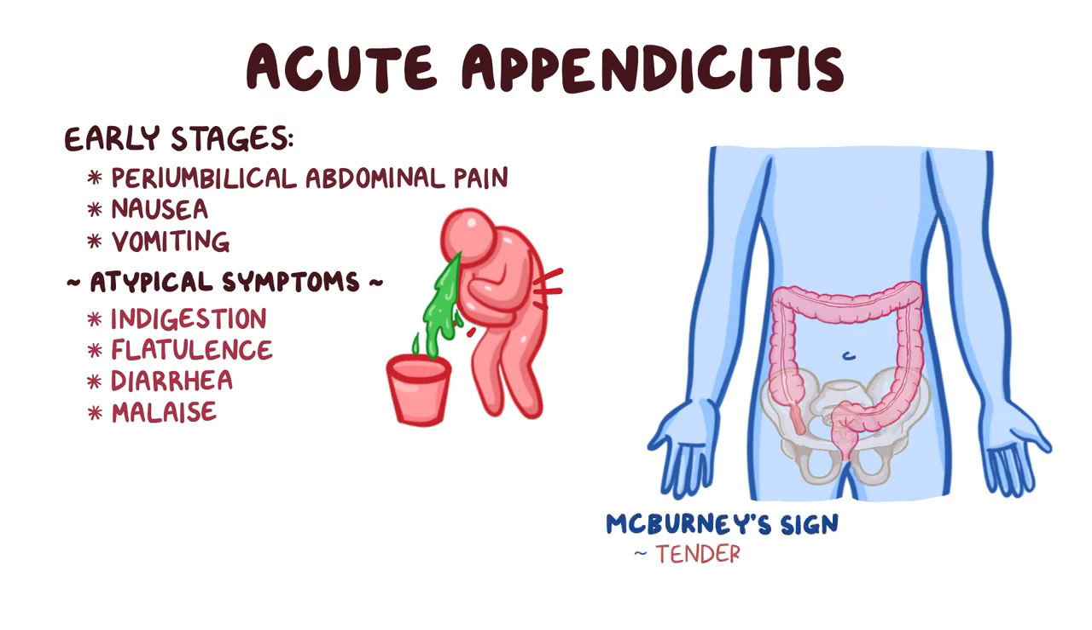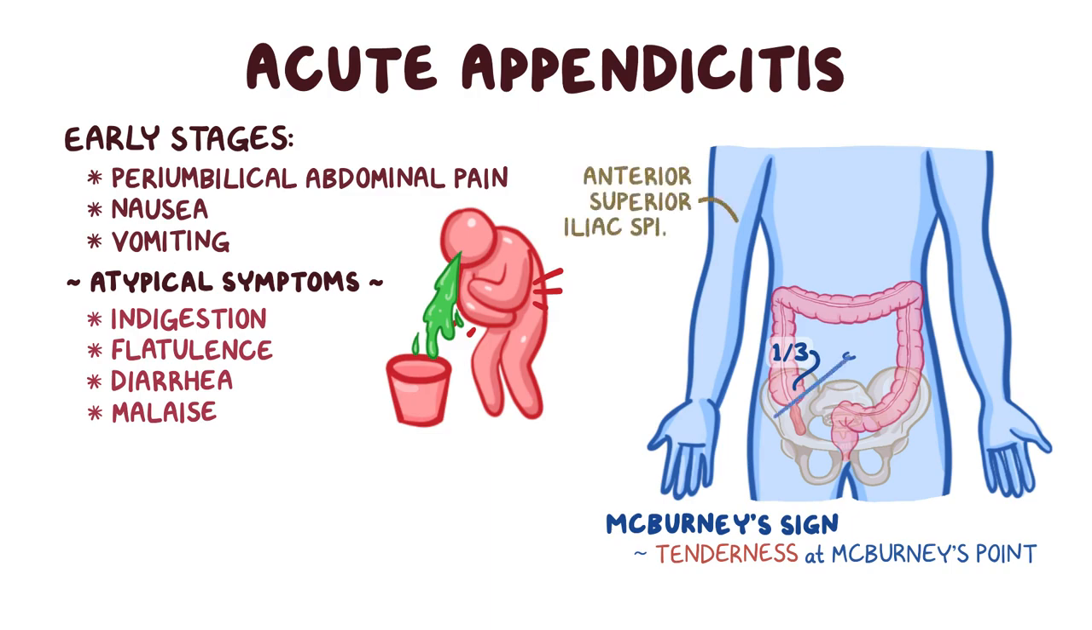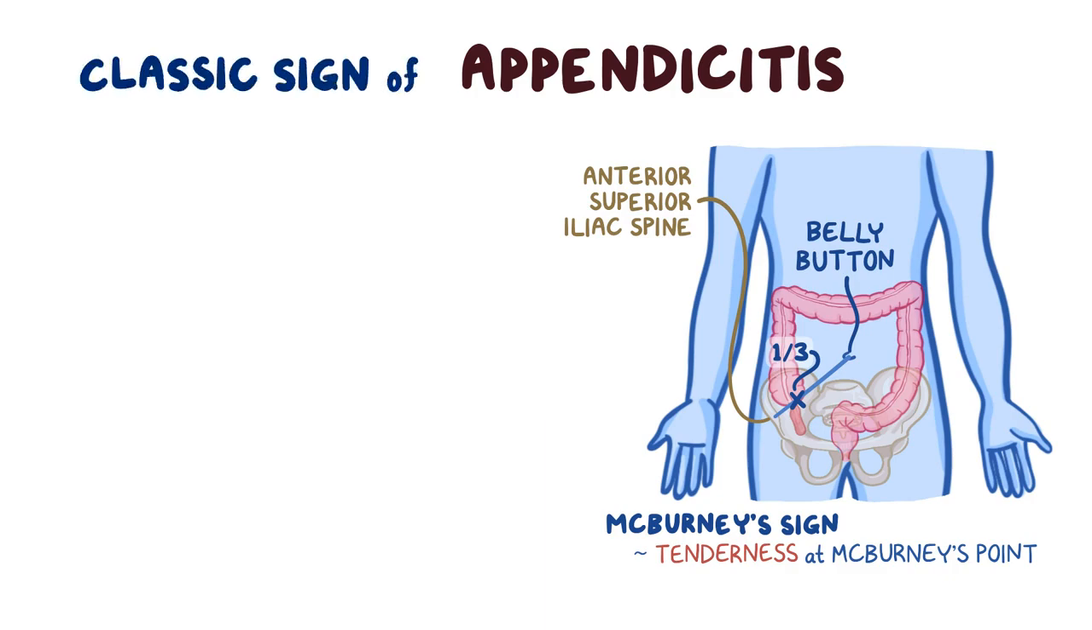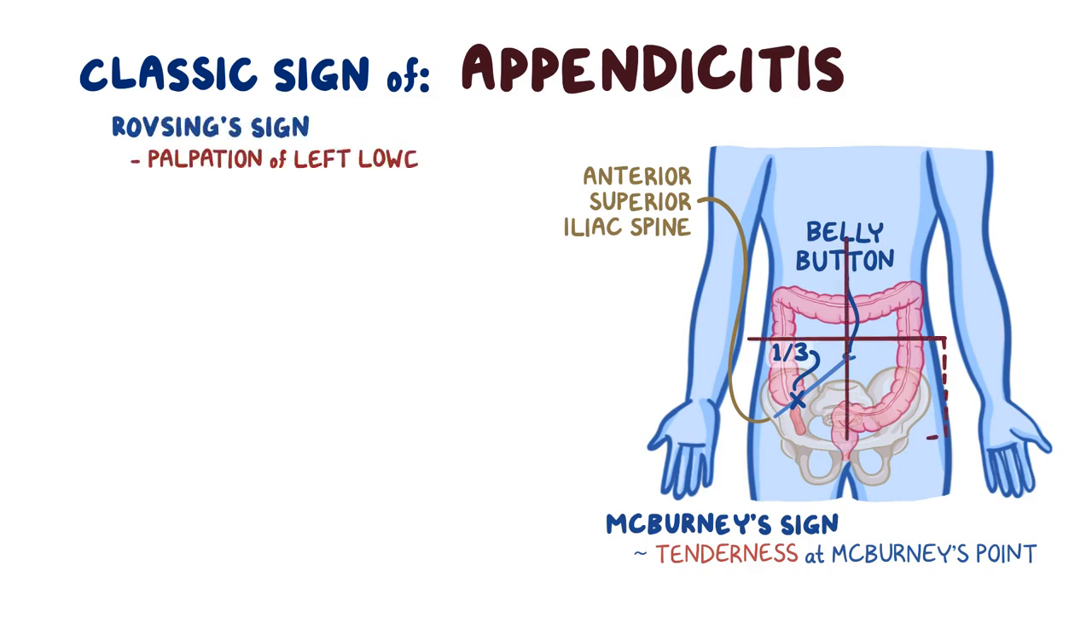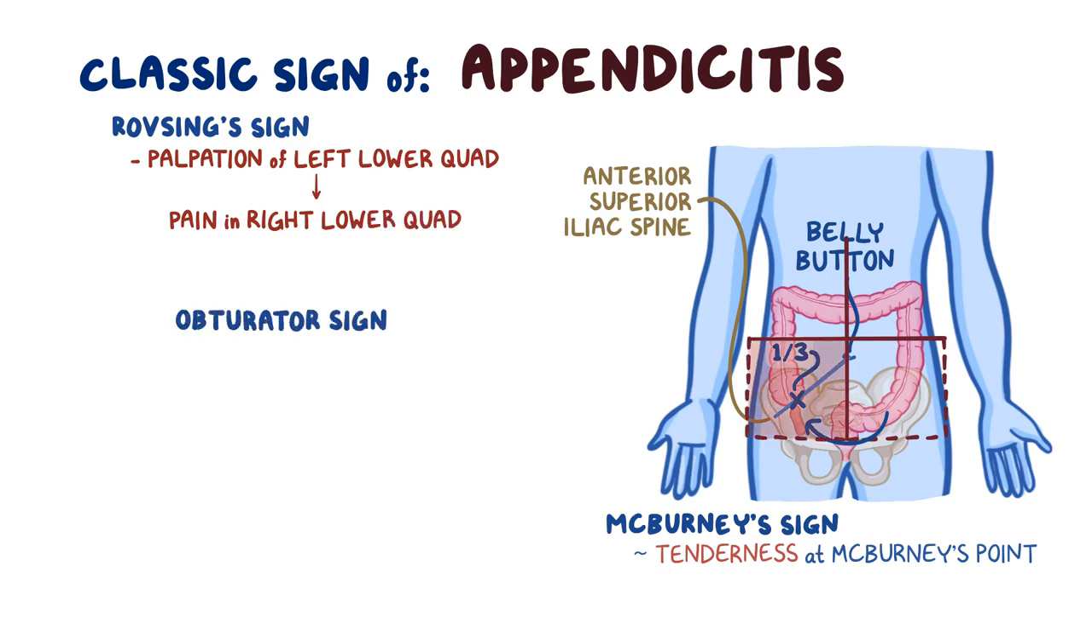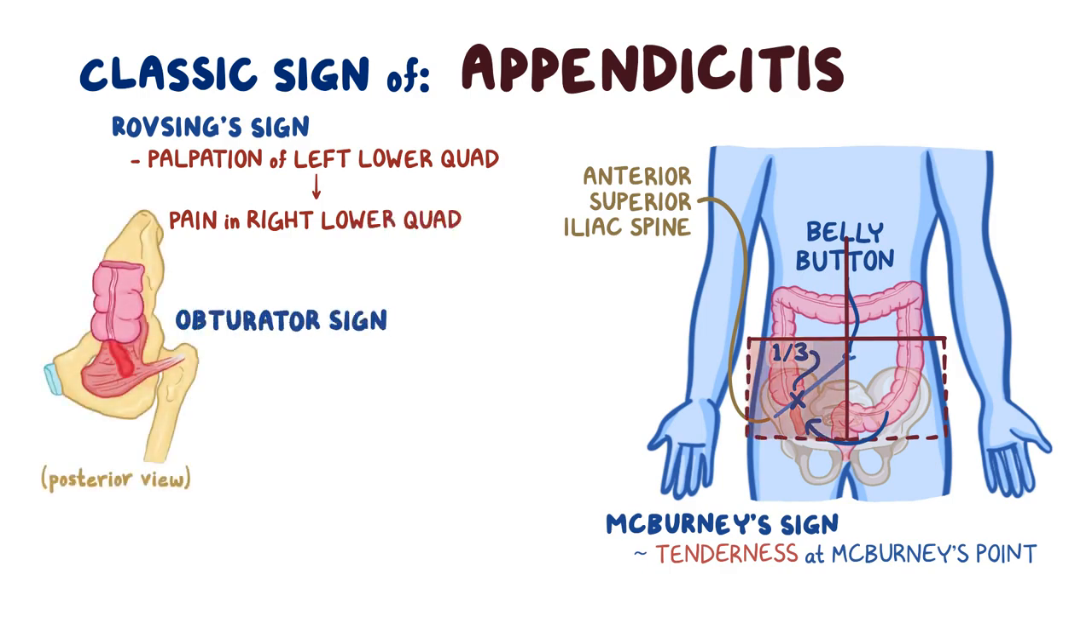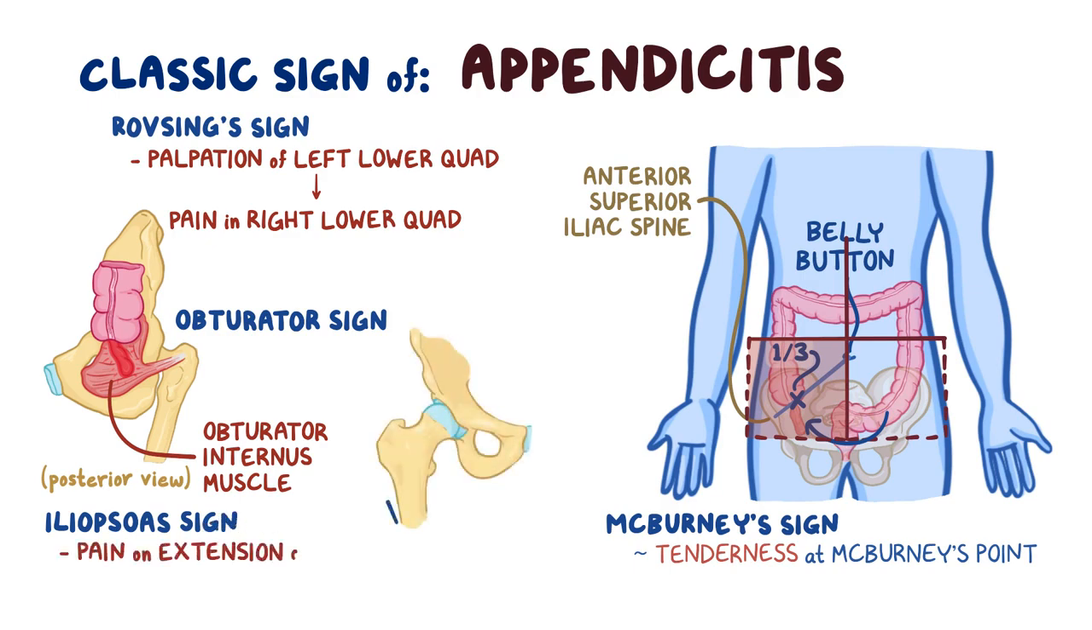McBurney's sign is tenderness at McBurney's point, which is located 1/3 of the distance from the anterior superior iliac spine to the belly button. And it's a classic sign of appendicitis. Another sign of appendicitis is Rovsing's sign, which is when palpation of the left lower quadrant causes pain in the right lower quadrant. The obturator sign is when the inflamed appendix lies in the pelvis and causes irritation of the obturator internus muscle. The iliopsoas sign is when there's pain on extension of the right hip, which is found in retrocecal appendicitis.